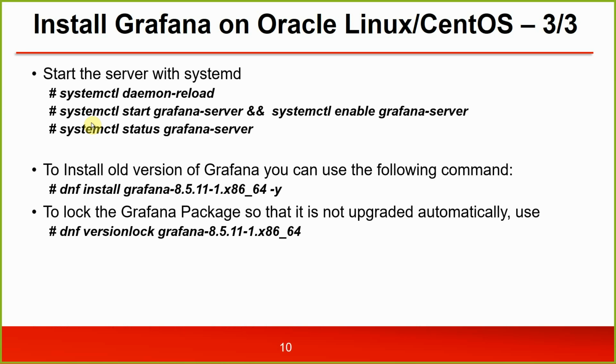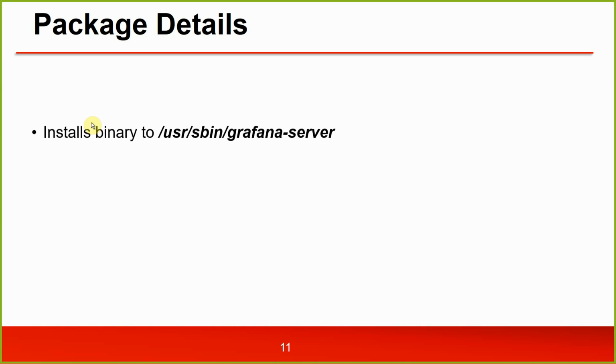And to lock the Grafana package so that it's not upgraded automatically, you have to use version lock. So dnf versionlock grafana, of course versionlock must be installed. So how to check? You can use dnf whatprovides versionlock. That will give you the name of the package versionlock, and once you find the package, you can install that. After installing, you can run the same command again, because by default you may not find versionlock installed on your system. However, in the lab assignment, installation is already given for you.